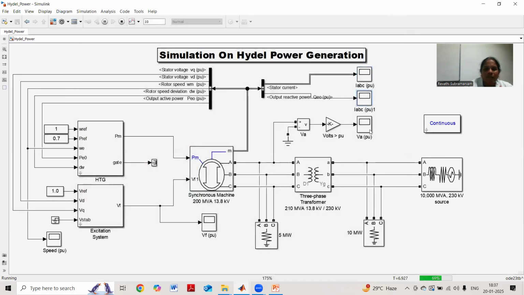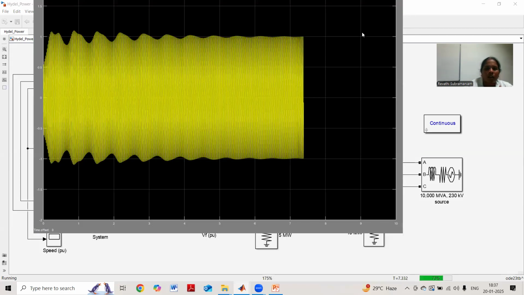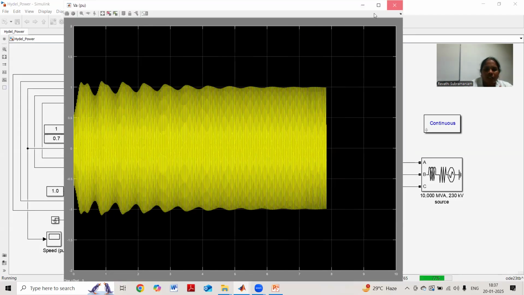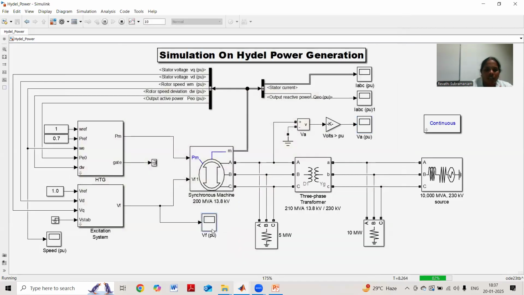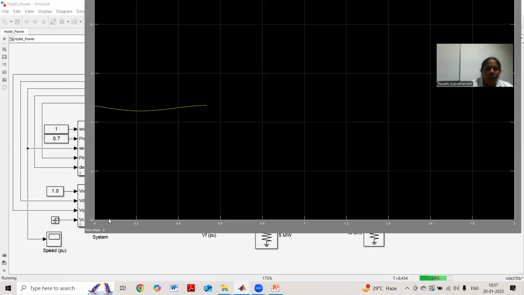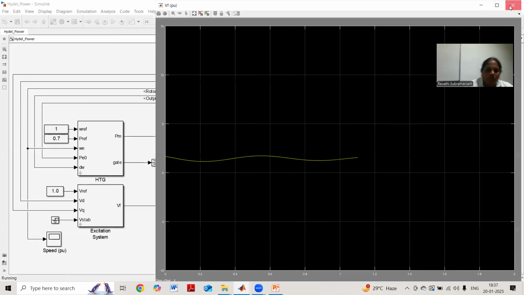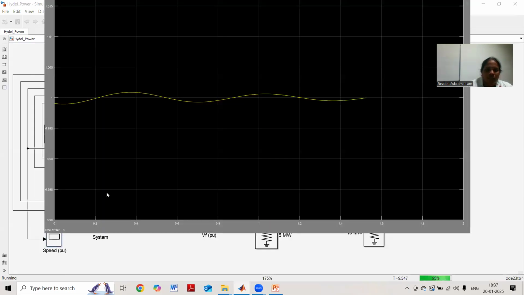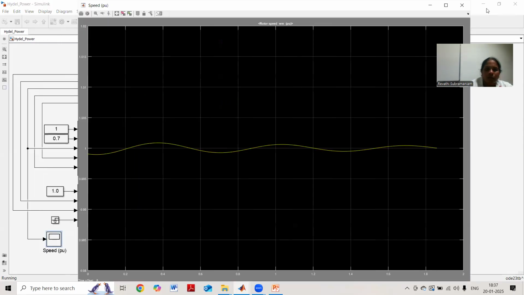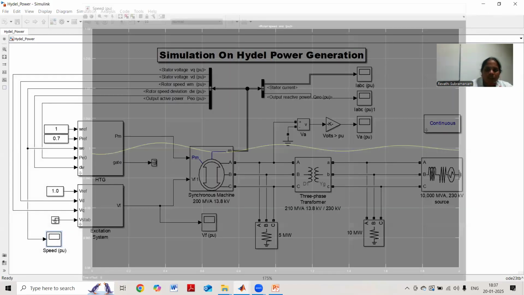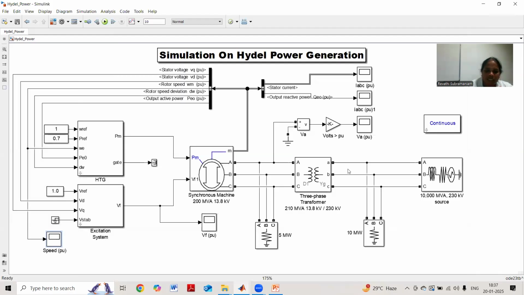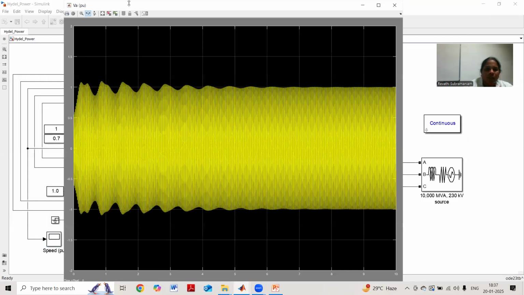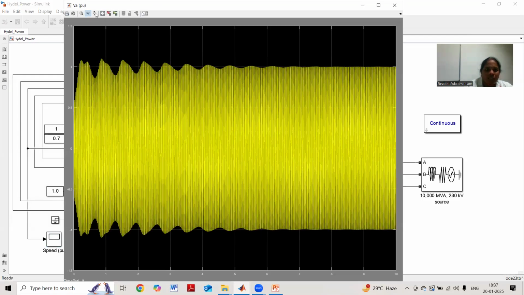Similarly, I can see the voltage values, how it is simulating the voltage value of the three-phase generator of Hydel power generation, and the voltage of the excitation system. Then the speed of the turbine, we can note the speed of the turbine here. Likewise, we can see the various parameters of the Hydel power generation. Once the simulation has been completed, now we can see the values. Here there is a graph. If I want to extend it, I can extend.